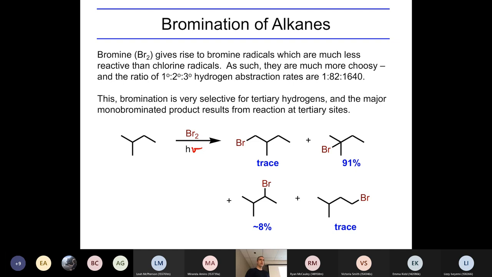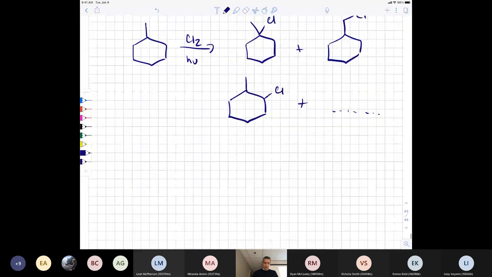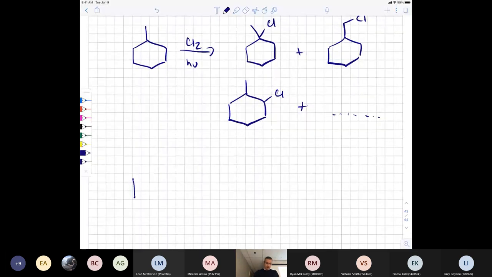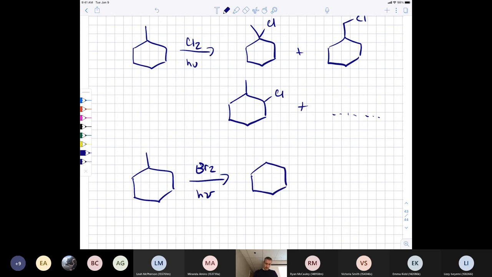That makes this a useful reaction in an example where multiple products are conceivably possible, but there's only one that you want. So if we go back to this example that we had here with chlorination, if you do the same reaction with bromine, this is going to be your major product.